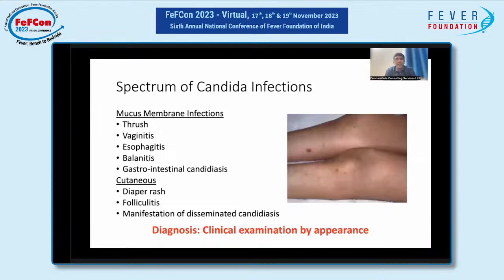What is the spectrum? On the mucous membrane itself, it can produce thrush, vaginitis, esophagitis, balanoposthitis. Then skin, different types of fungal infection. The diaper rash, the Candida folliculitis, and disseminated candidiasis, for example, disseminated candidiasis can have skin manifestations. The skin manifestations of disseminated candidiasis. Clinical examination is very important in this context.